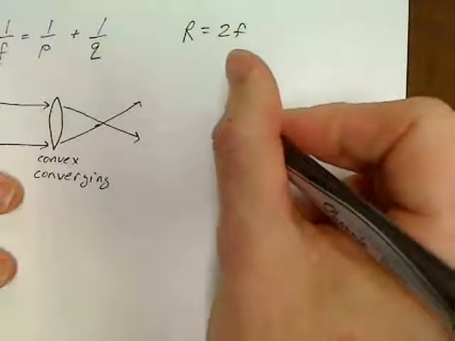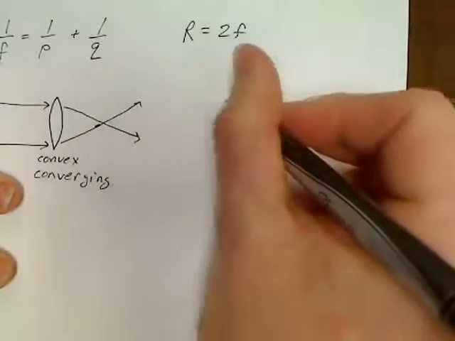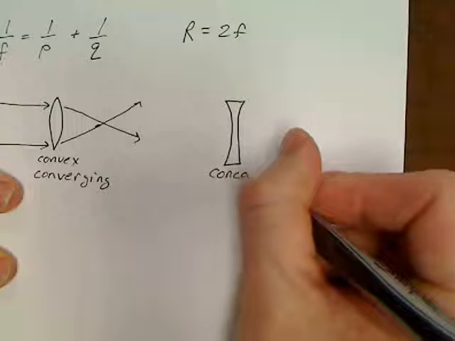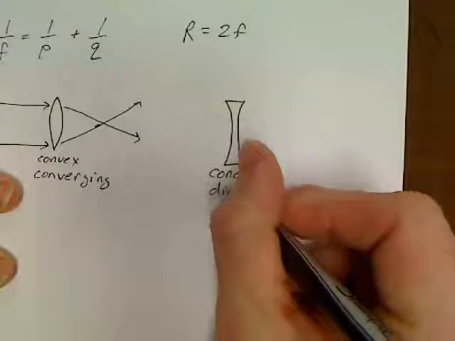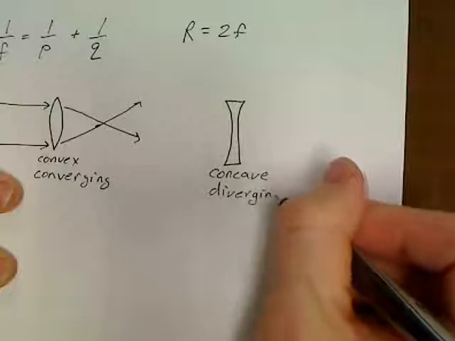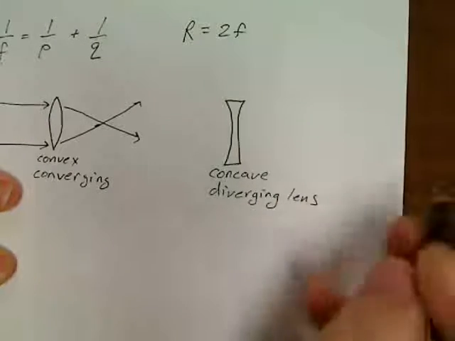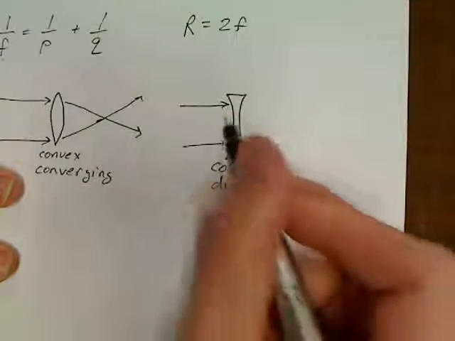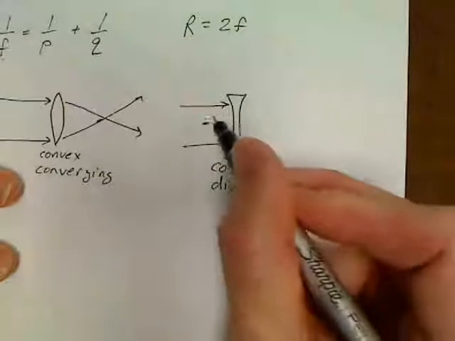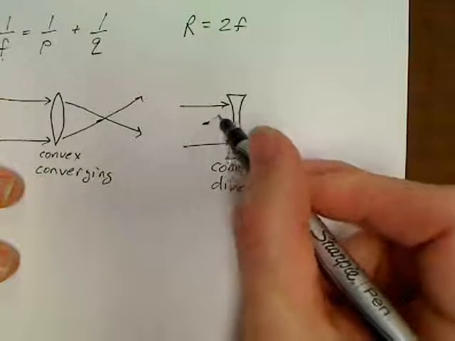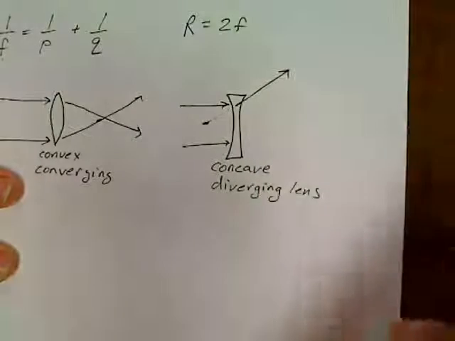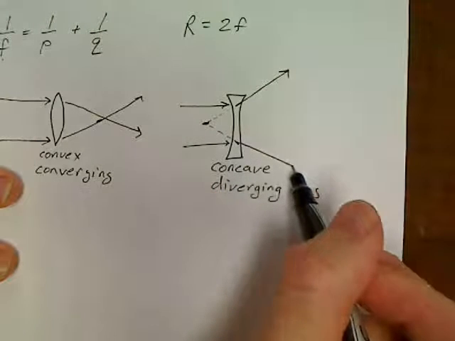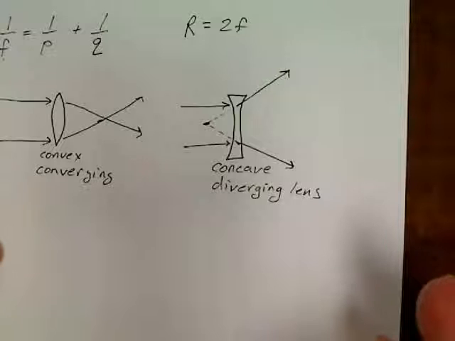A diverging lens, or concave lens, looks like this. So this would be concave, or a diverging lens. What happens when parallel rays of light enter a concave lens is that they get refracted away from an imaginary focal point. So the light rays actually refract outward just like this. So that's what goes on with those types of lenses.